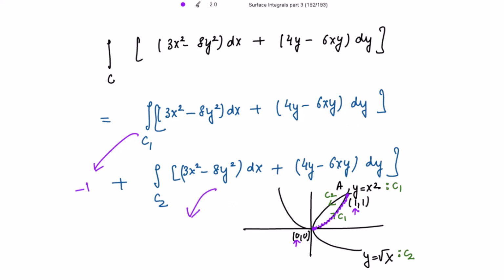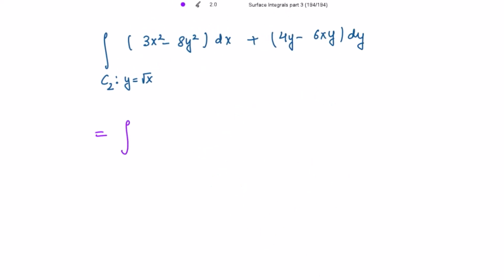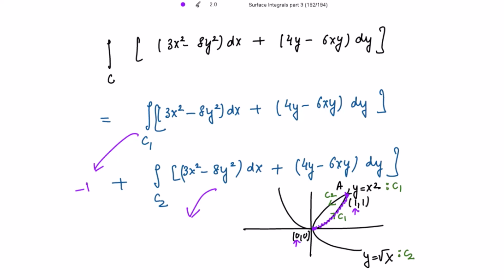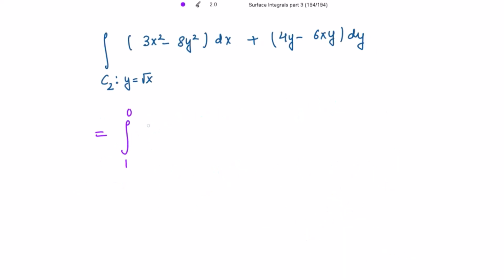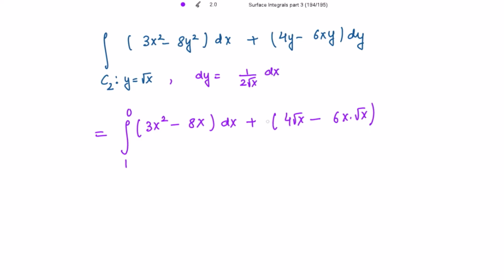Let's evaluate this integral now. So this is equal to the integration over the C2 curve, which is from the point A to the origin. That is, the limits are from 1 to 0. Now replacing y with square root x, this is 8 into x dx, plus here 4 square root x minus 6 into x into square root x, dy becomes 1 divided by 2 root x dx. So writing here 1 by 2, and here I am writing 1 by root x dx.